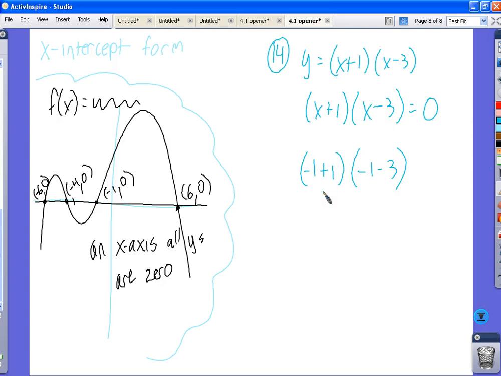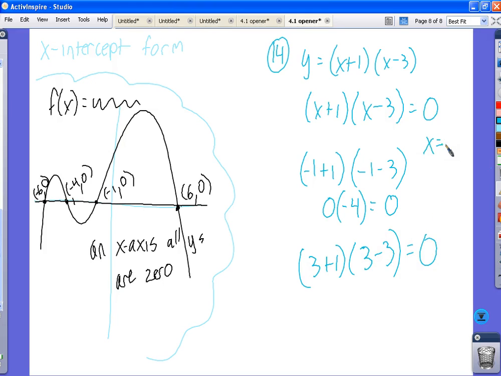If you put in -1, you'll get -1 plus 1 times -1 minus 3. Well, -1 plus 1 is 0, times, does it even matter what I put in these parentheses? It could be -4, which it is. It could be 17, it could be 1,000,000. If I multiply it by 0, what do I get? 0. Likewise, if we put in a 3, we get 3 plus 1 times 3 minus 3. It's got to be 0, because this is 0, and 0 times anything is 0. So x equals -1, and x equals 3 are two places we will find on the graph. What will we find? 0.